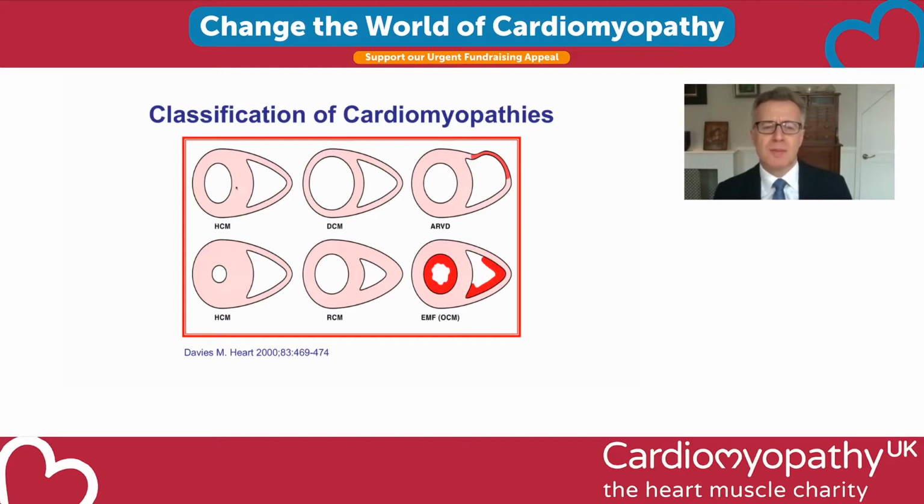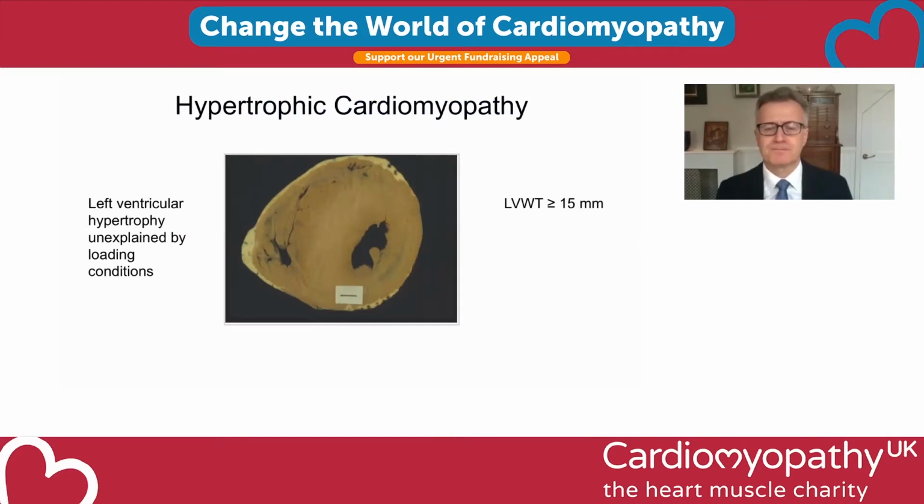So when we're talking about hypertrophic cardiomyopathy, we're referring to the fact that the heart muscle is thicker than it should be. In the case of dilated cardiomyopathy, the size of the chamber of the heart is increased, but the pumping function is reduced, and so on. So these are descriptive terms.